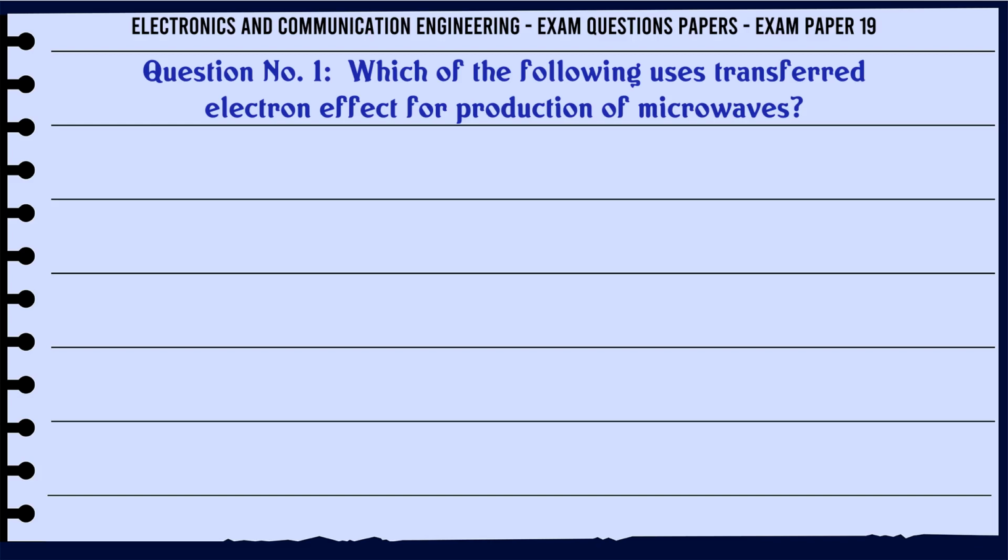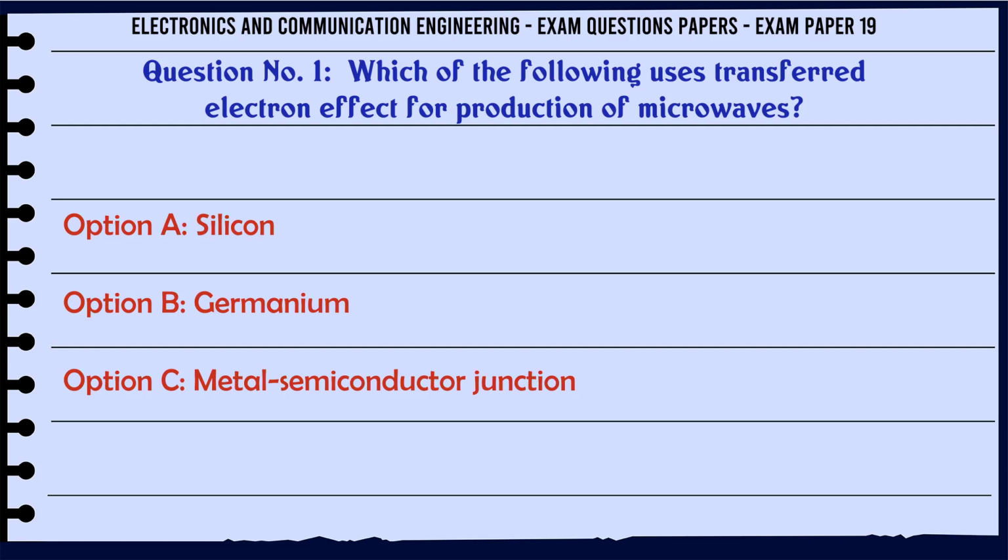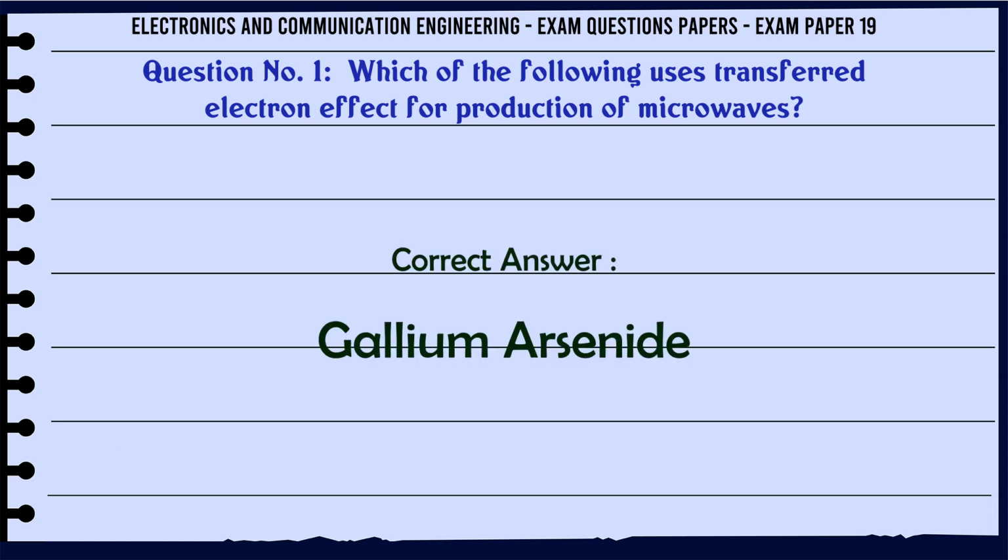Which of the following uses transferred electron effect for production of microwaves? A. Silicon. B. Germanium. C. Metal semiconductor junction. D. Gallium arsenide. The correct answer is gallium arsenide.